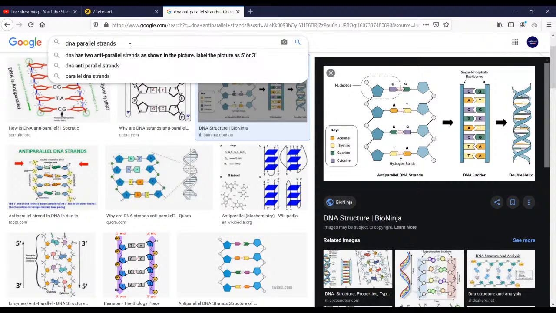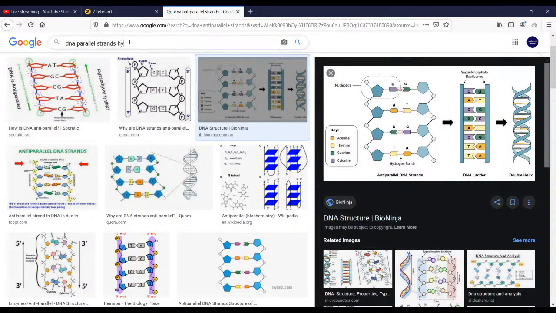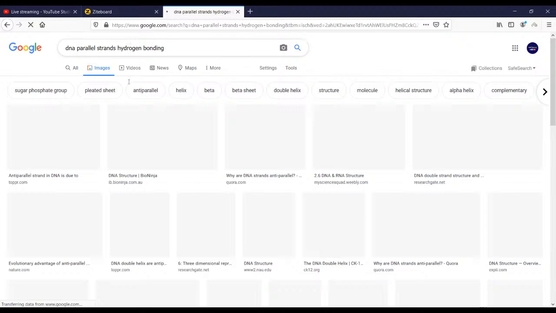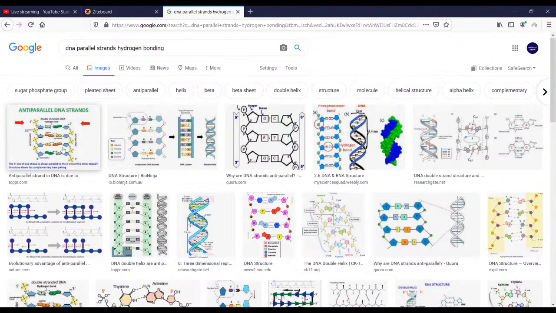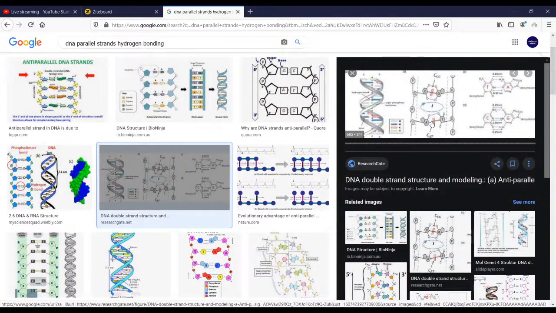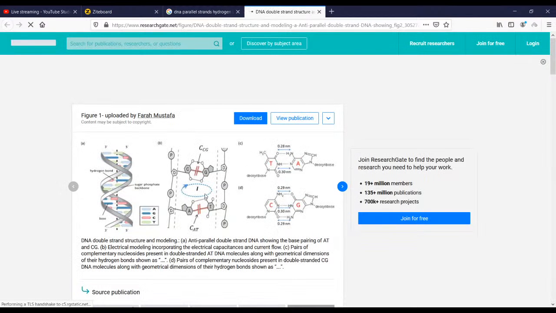DNA parallel strand hydrogen bonding, I don't know if the image will be present or not. So this is regarding the anti-parallel. I think this may be the image. You can see this image, this one.